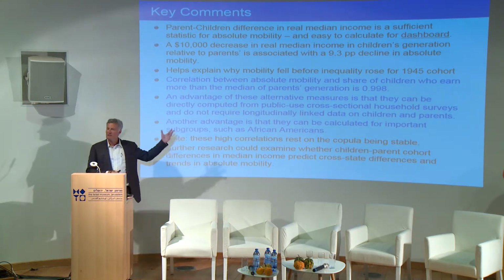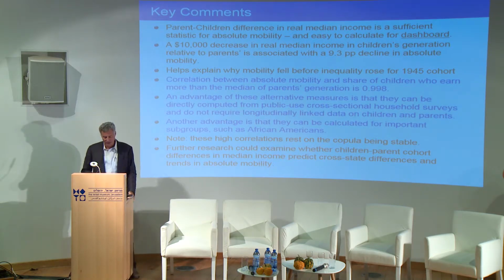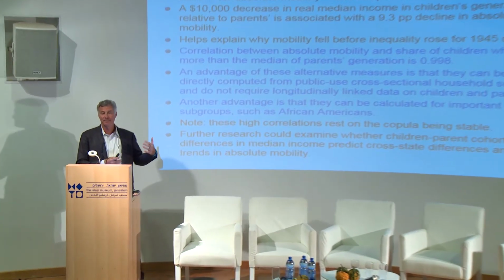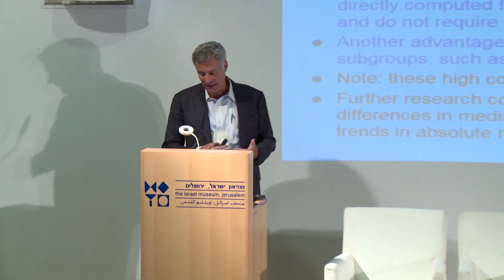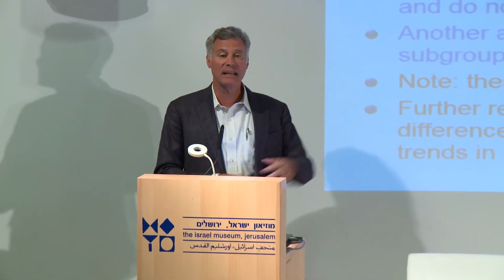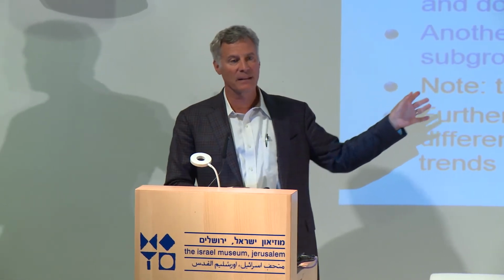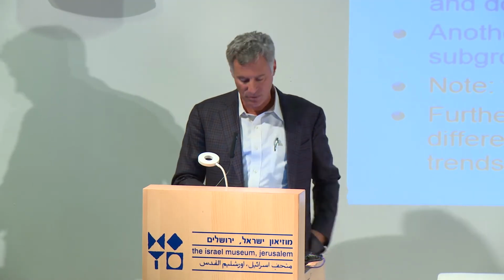Now, this rests on the assumption that the copula is relatively stable, and we suggest doing additional research by looking across states over time, where you could look cross-sectionally or look at the trends and see if the strong correlations that we're finding when we use the difference in real median income between parents and children hold up on a regional basis as well.